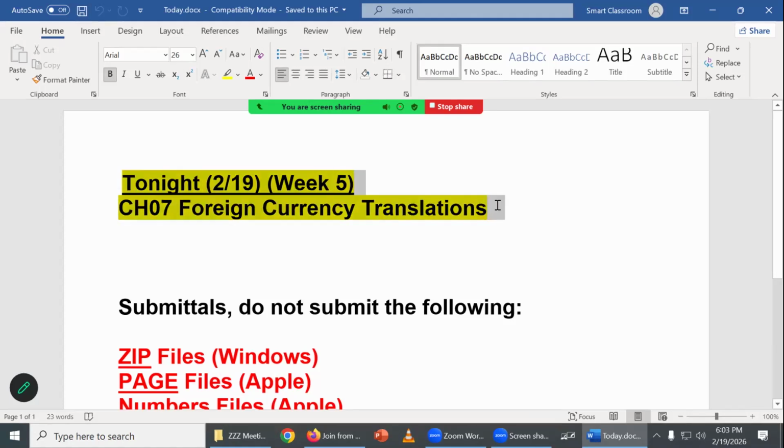Today we're going to do the Chapter 7 foreign currency translations. These are for financial statements.